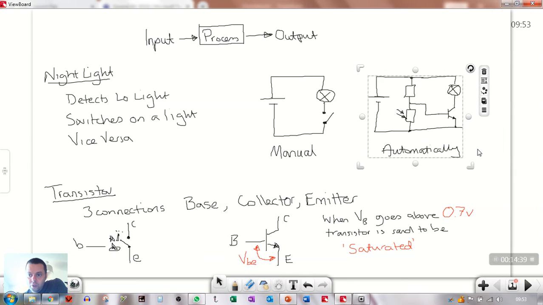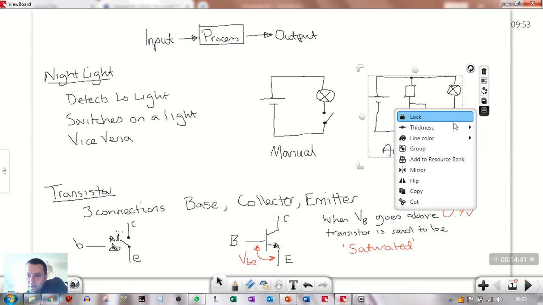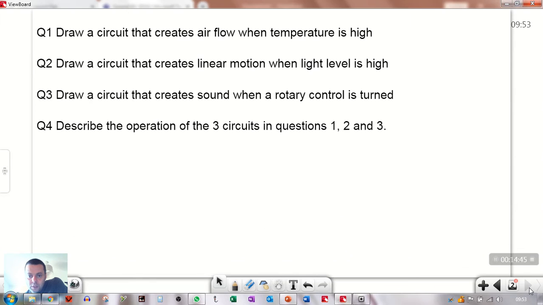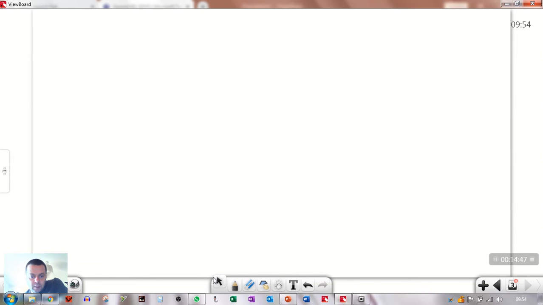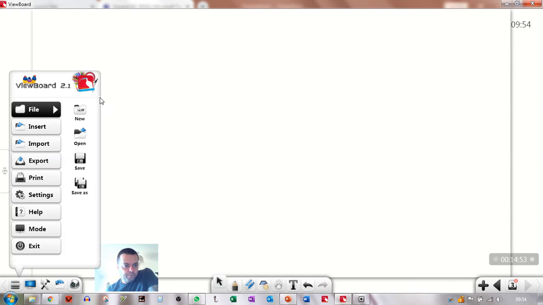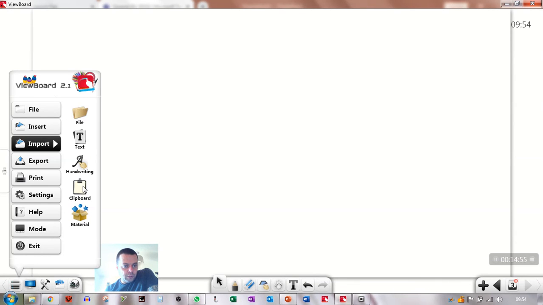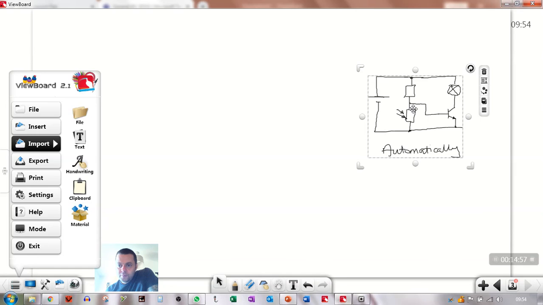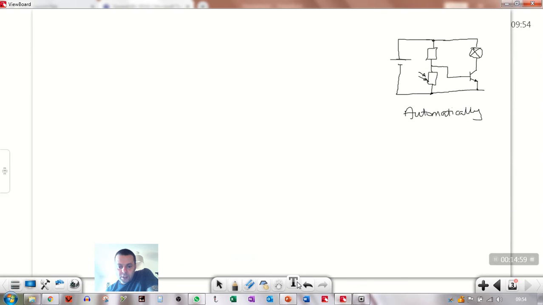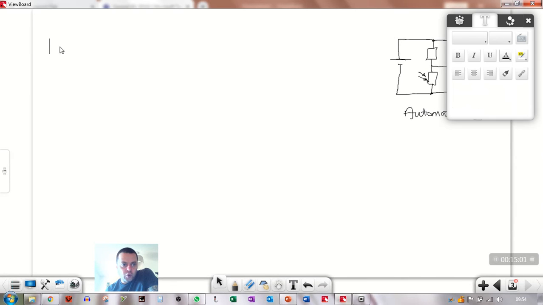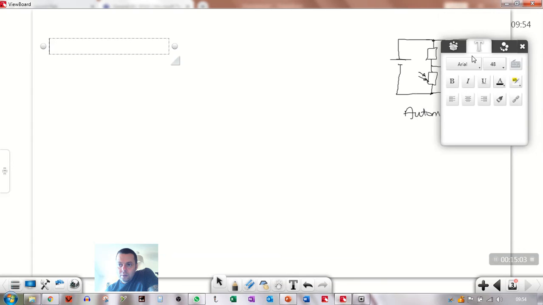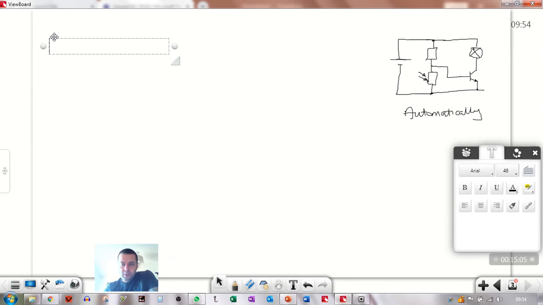Let me give you an example. So explain the operation of this circuit. Here's what I would expect you to write.